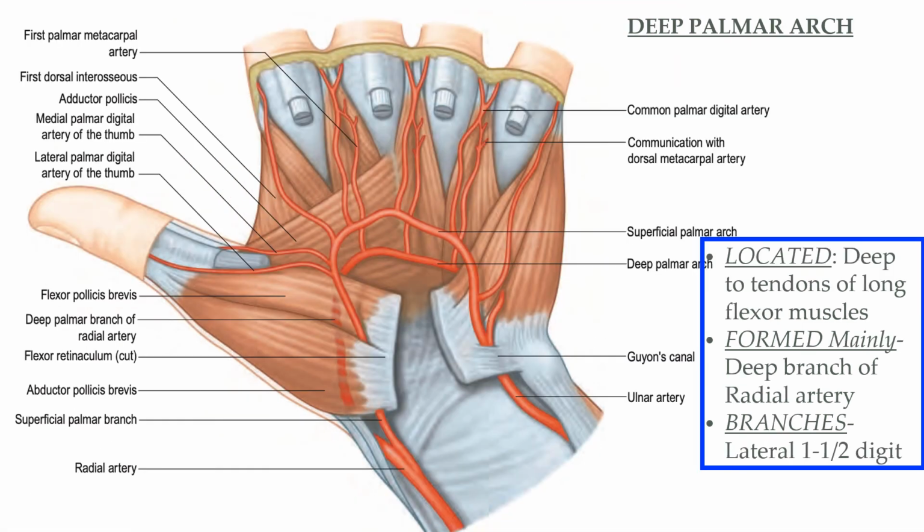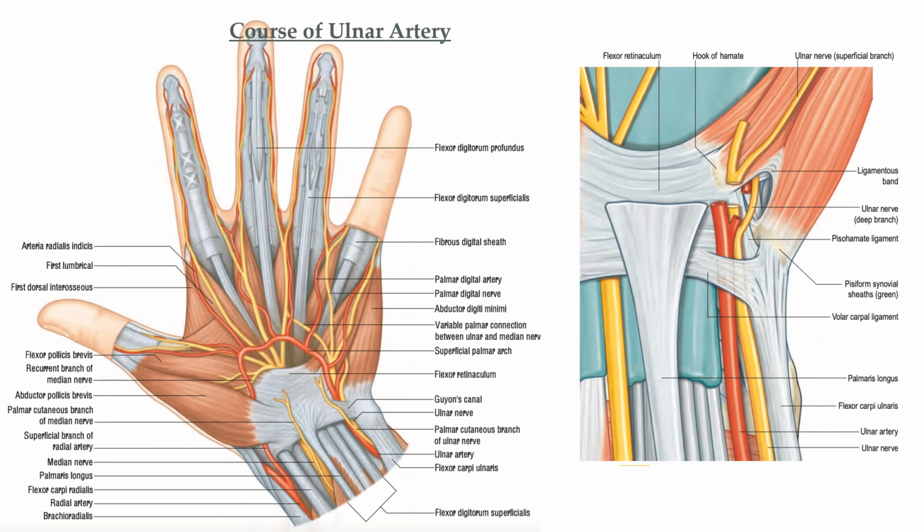On the other side, the deep palmar arch is located deep to the tendons of long flexor muscles. It is mainly formed by the deep branch of radial artery, and it is responsible to provide arterial blood supply to the lateral 1.5 digits. Superficial palmar arch is primarily formed by the superficial branch of the ulnar artery. The ulnar artery at the level of the wrist joint is covered by the skin, fascia, and palmaris brevis muscle. It enters into the palm by passing superficial to the flexor retinaculum.